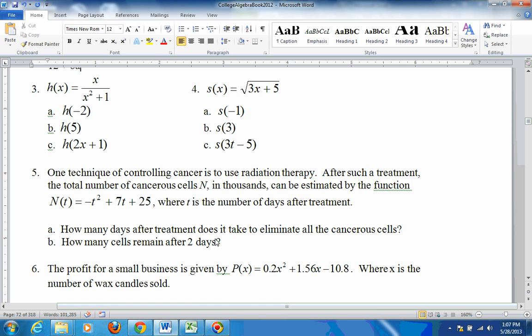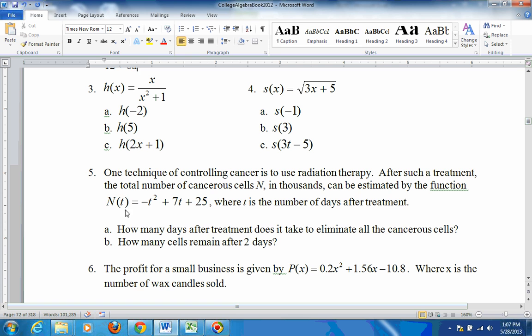Well, when they're all eliminated, their number would be 0, so you put 0 in for y. So you really just go to the quadratic sheet, put in your a, b, and c, put 0 in for the y value, and you'll get your answer. And then how many cells remain after 2 days? Well, that's putting 2 in for t.